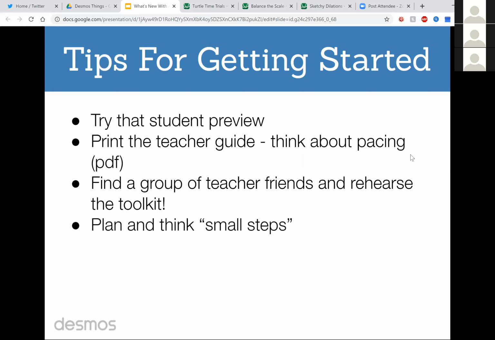And plan and think in small steps, small little steps. Maybe you do a small activity first. Maybe you only do 3 screens one day. Take your time with it. It is okay to mess up a little bit. It'll take some time to get used to the flow and how you manage the conversation, while at the same time managing your device. Okay.